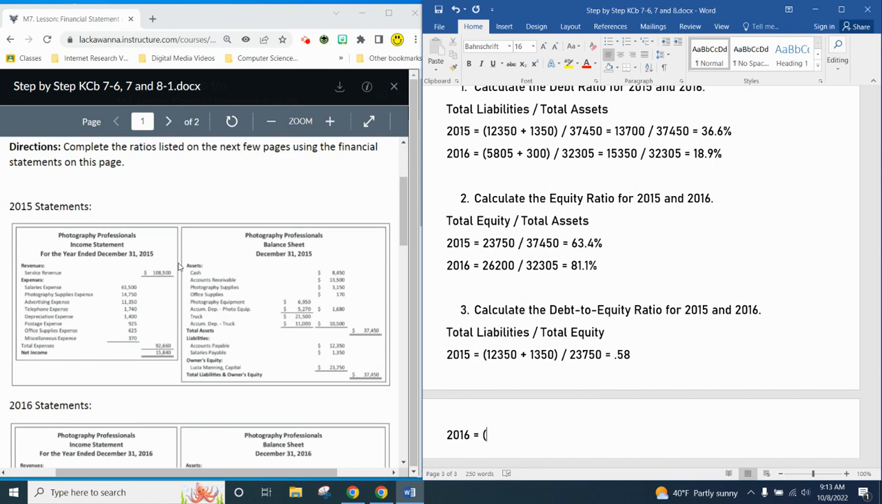2016, total liabilities, 5805 plus 300, divided by total equity, 26,200. Gives me 0.23.